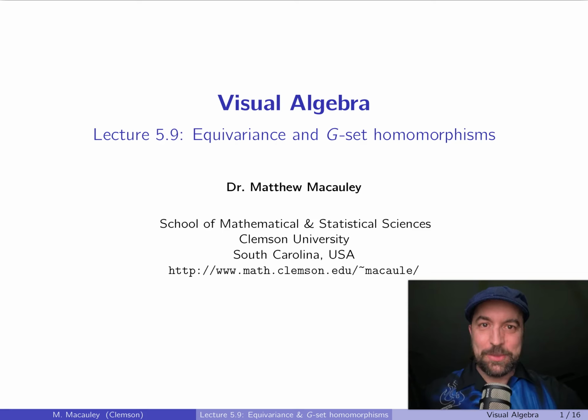Welcome to Visual Algebra Lecture 5.9, Equivariance and G-set homomorphisms. Previously, we've seen that a G-set isomorphism is a bijection that commutes with the action. In this lecture, we'll start with the concept of a G-set automorphism. These form a group, and they can be thought of as symmetries of the action graph.